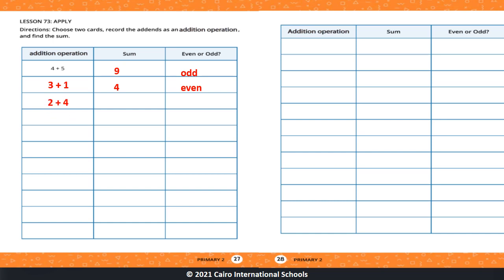The next one, 2 plus 4. 2 plus 4 equals 6. 6 is an even number.